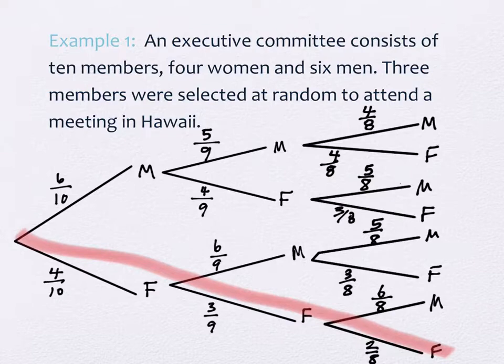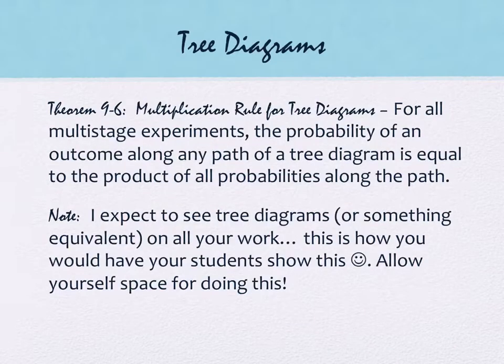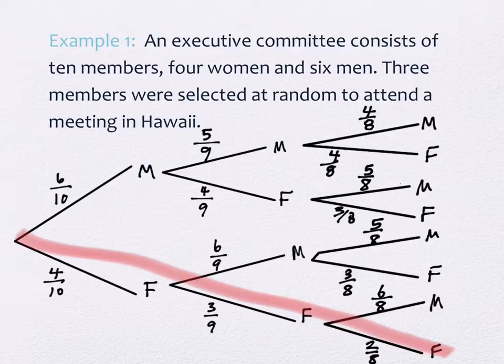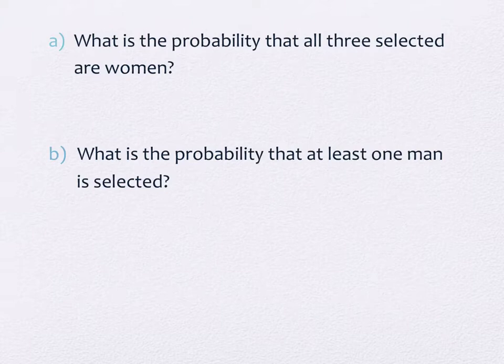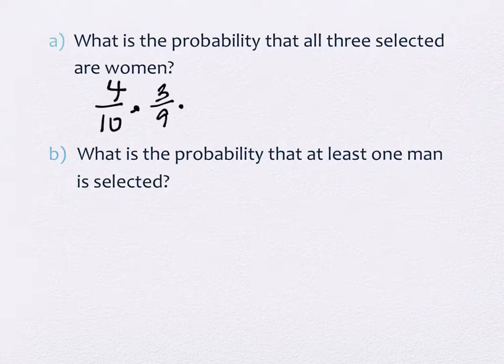Okay, and we're going to do that based on what we said over here in Theorem 9.6. The way that we get that outcome to happen is that we multiply every piece of the branch's probabilities together. So over here I need to multiply 4 over 10, 3 over 9, and 2 over 8. So 4 over 10 times 3 over 9 times 2 over 8.